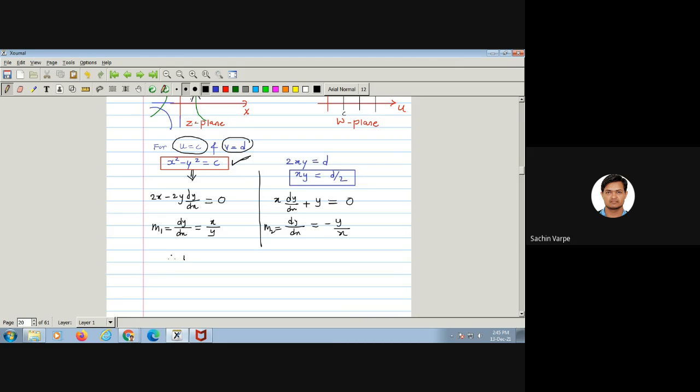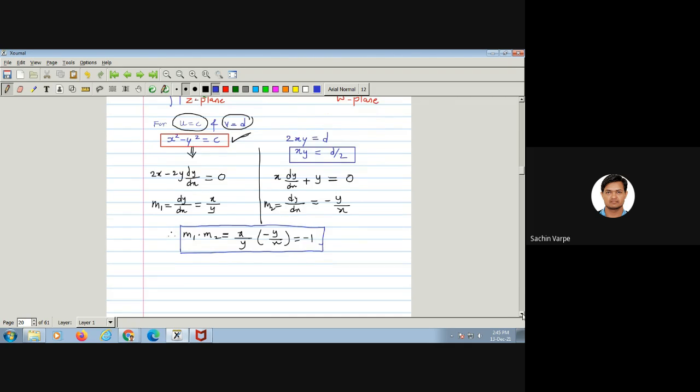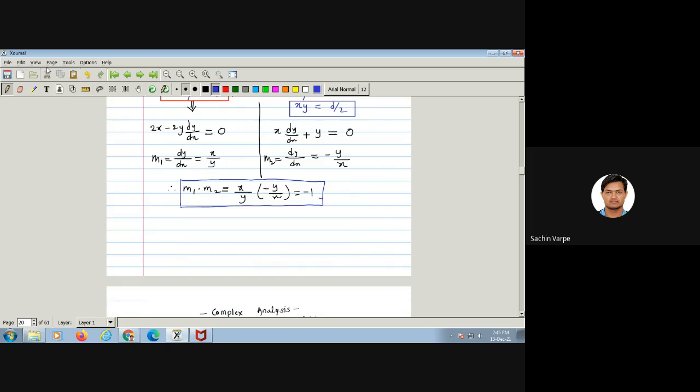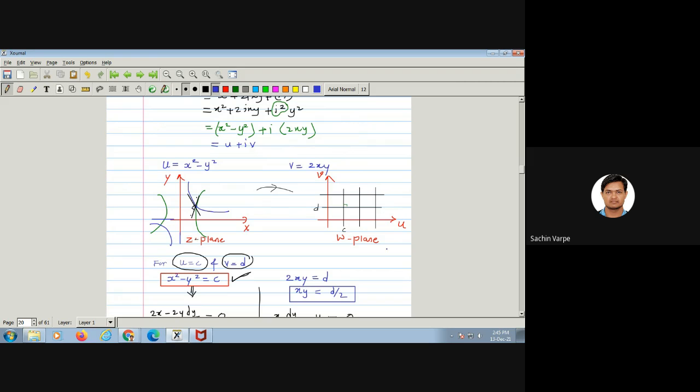Therefore m1 into m2 is x upon y into minus y by x. So that is -1. What does it mean? It means that the two hyperbolas are perpendicular to each other, orthogonal to each other. That means the angle is preserved, right? We have checked that the angle between these two curves in the W plane is 90 degrees because these are perpendicular lines. And in the Z plane also, they are perpendicular to each other. Their images are perpendicular to each other. Clear to everyone?